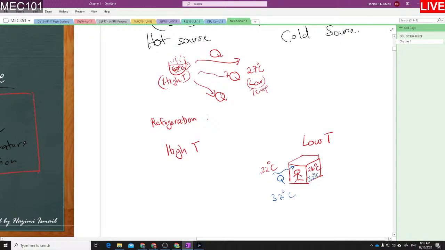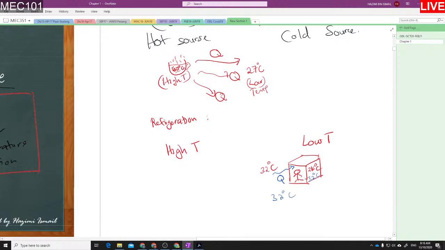So 32 degrees Celsius is not thermal comfort. You may sweat, you cannot do your job, you cannot sleep at around 32 degrees Celsius. That's why refrigeration comes in.